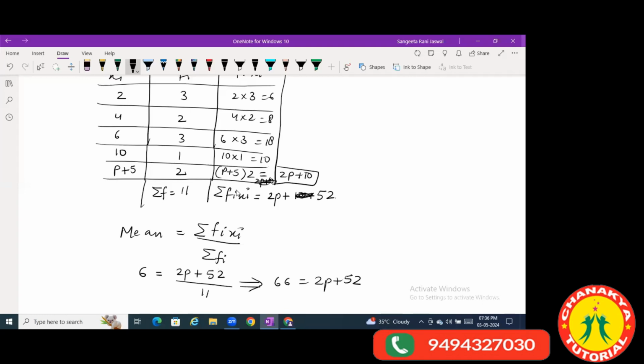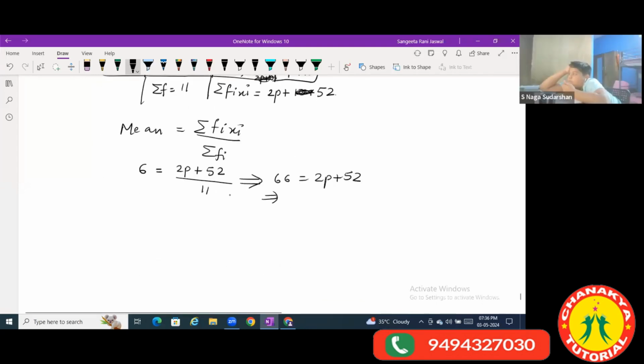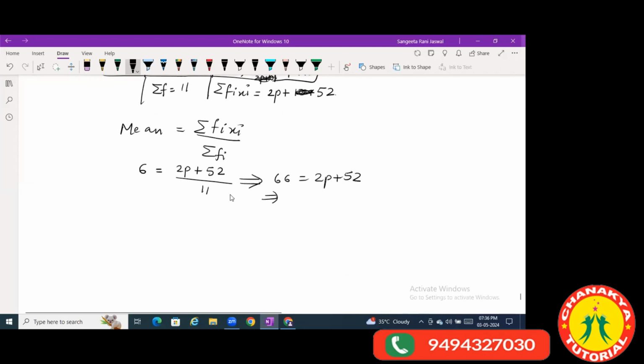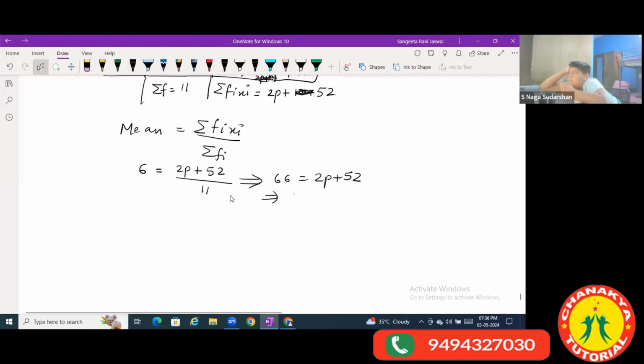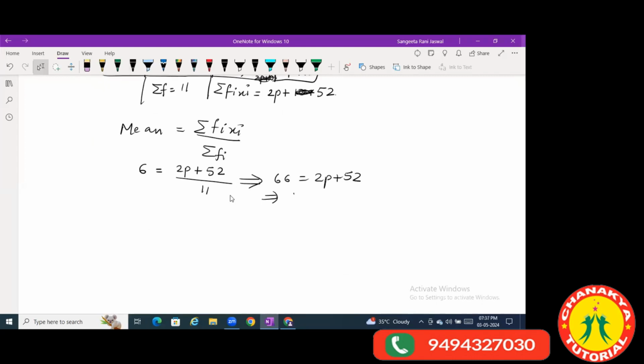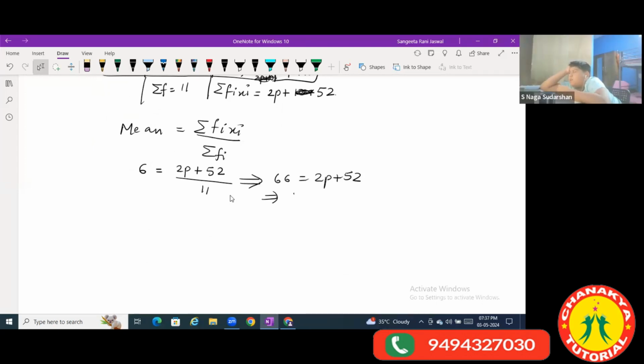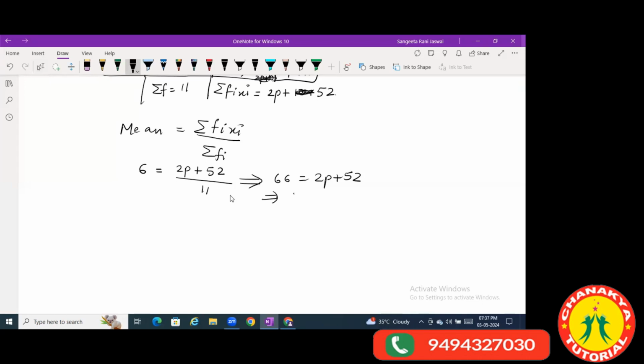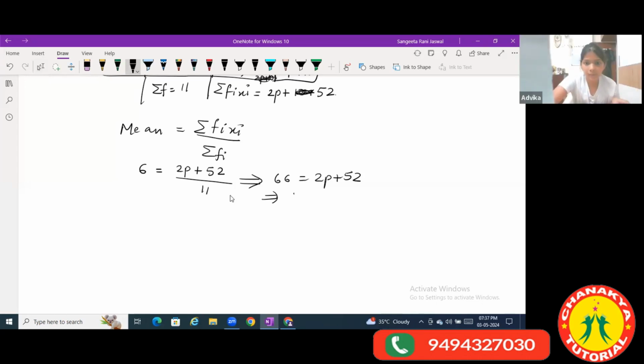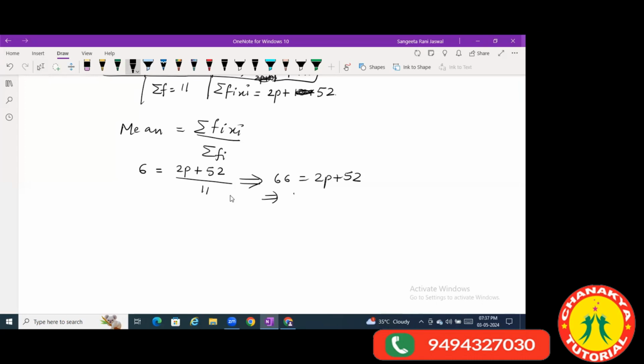So we have to find the value of P from here. Can you find the value of P, children? Put it in your notebook and tell me. Ma'am, is it 7? One second. I'm asking Sudarshan, do it in your notebook.